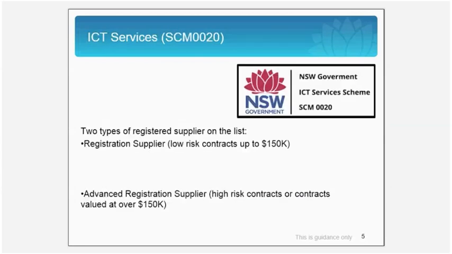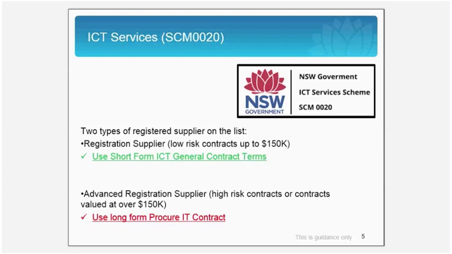There are two categories of suppliers on the ICT Services Scheme. Registered suppliers who are signed up to provide services for contracts which are up to $150,000, which are deemed low risk, and advanced suppliers who can be engaged for work over $150,000, essentially high risk. When engaging with suppliers on low risk contracts, you should use the short form ICT general contract terms. But when you engage suppliers on high-risk contracts, which are over $150,000, you will need to use the long-form Procure IT contract.